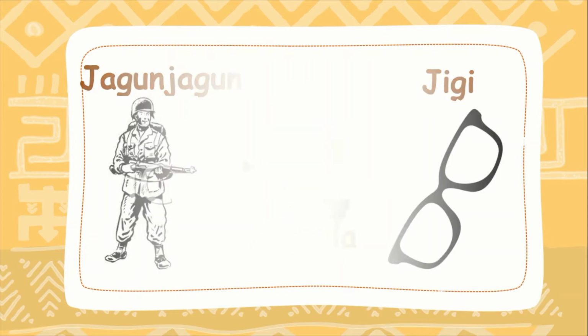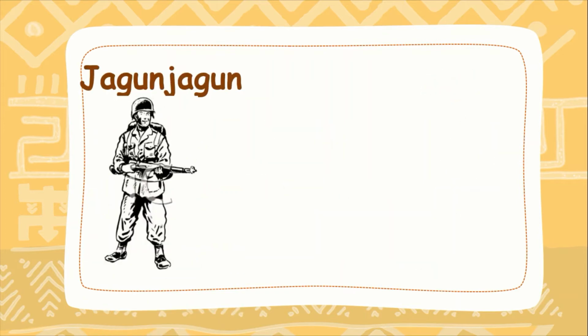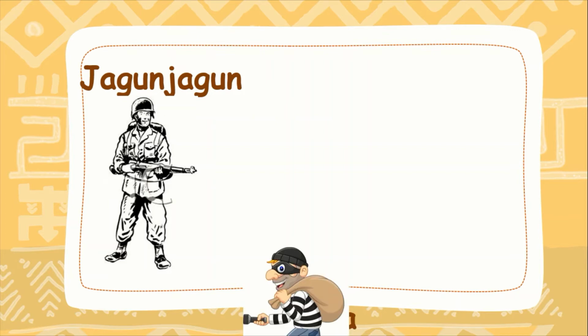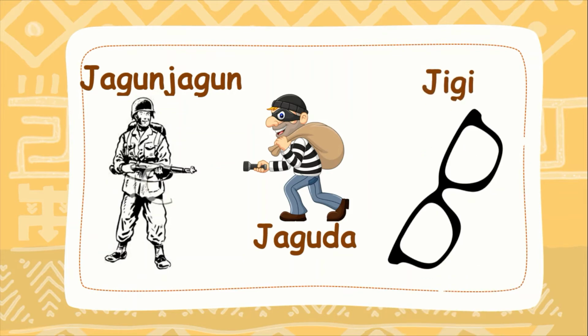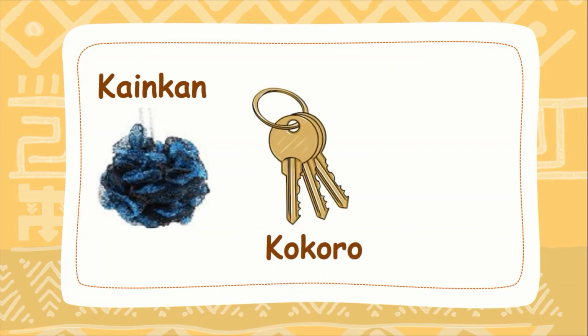Jigi, glasses. Let's do that one more time. Jagun, a soldier. Jagunda, a thief. Jigi, glasses. And the other one is ki, ki, ki for coin. Kon, kon, kon, sponge.